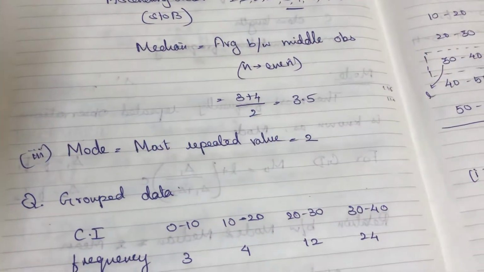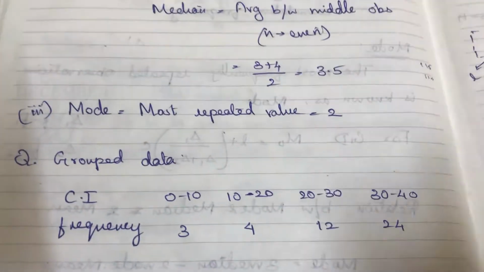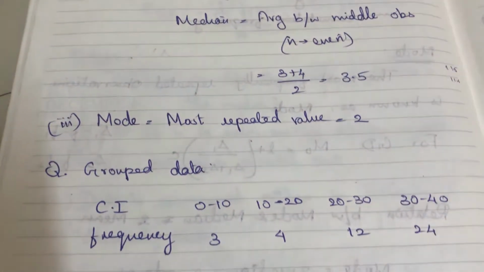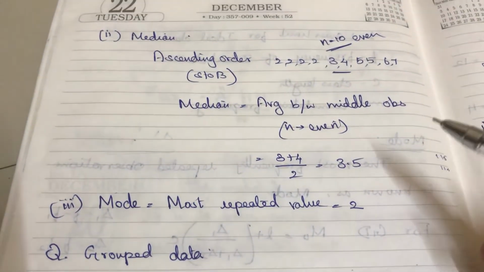And then mode. Mode is what? The most repeated value is the mode. Here the most repeated value is 2. So 2 is the answer. So this is for ungrouped data.